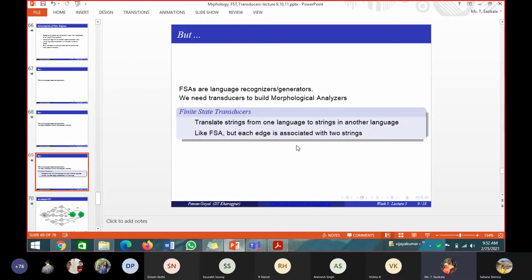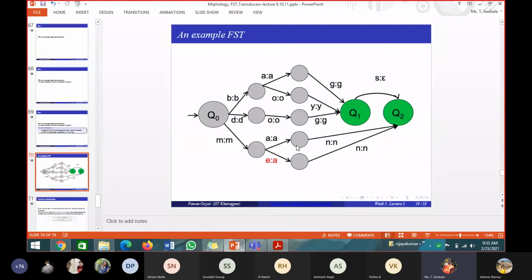Boy. So it translates one character symbol to another character symbol. That solves the problem of going from the input string of boys to the output string of boy. So what is the difference? In finite state automata, we have only an input character, whereas in a transducer, for each input we will also have an output character.